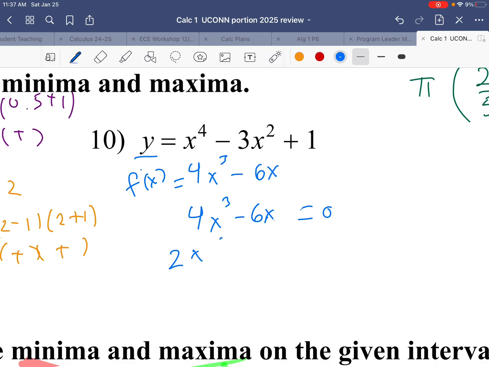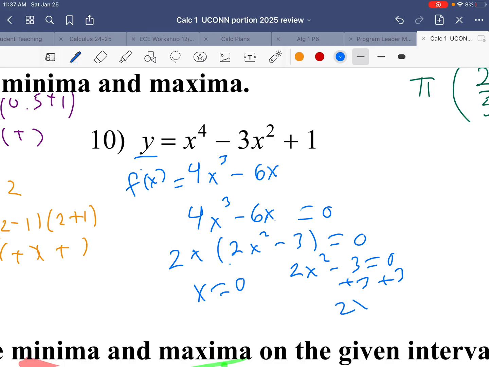Factor out a 2x, I'm left over with 2x squared minus 3 equals 0. This term 2x set equal to 0 is going to get me x equals 0. If I set 2x squared minus 3 equal to 0, I'd add 3 on both sides. 2x squared equals 3. And then divide by 2 to get x equals plus or minus the square root of 3/2.